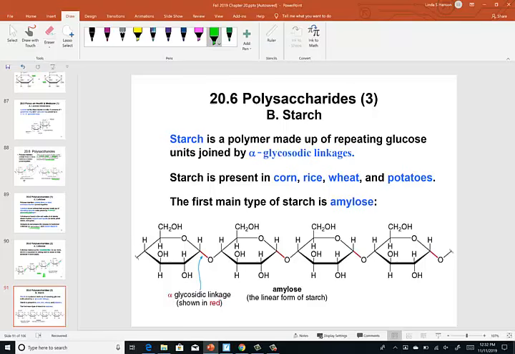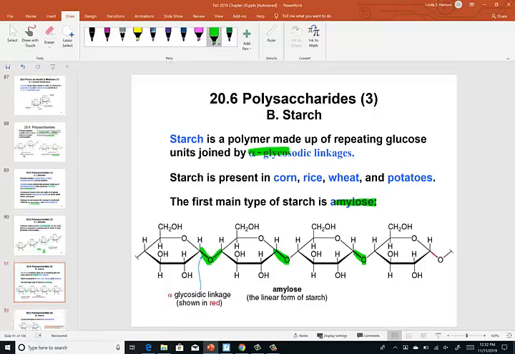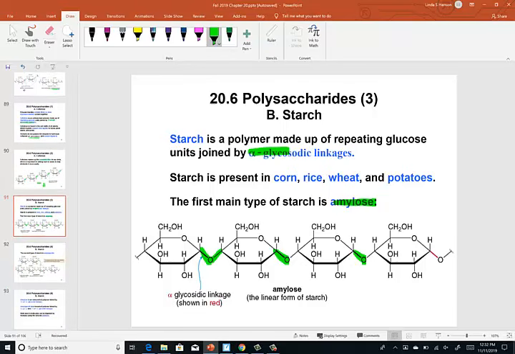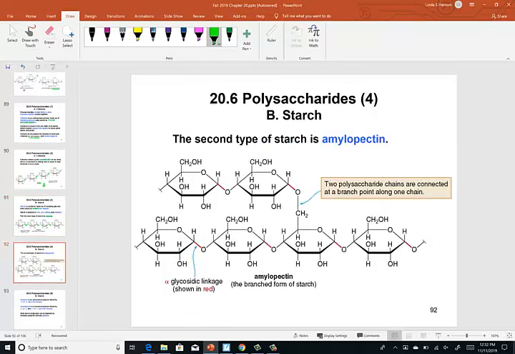Starch is a polymer made of repeating glucose units joined by an alpha glycosidic linkage. That means they'll be pointing down, so the glycosidic linkage of starch is in a repeating pattern. This is a molecule of amylose. The first main type of starch is amylose, and we find that in corn, rice, wheat, and potatoes, some of the main food sources for starches, especially potatoes. Here you notice that it is an alpha glycosidic linkage.